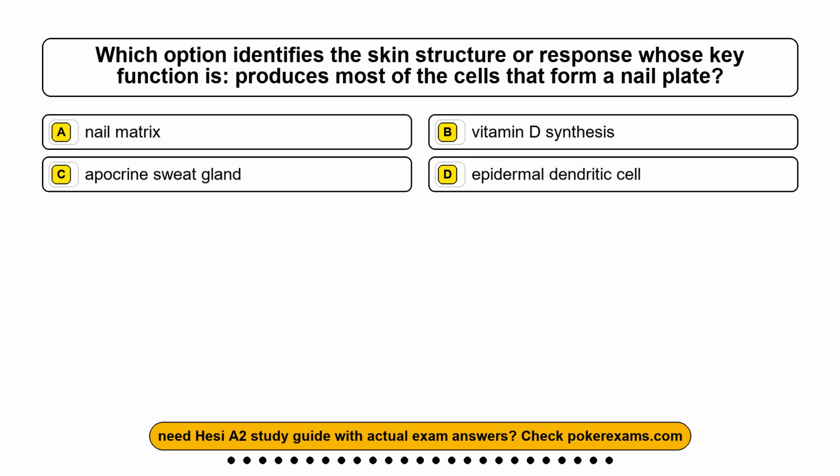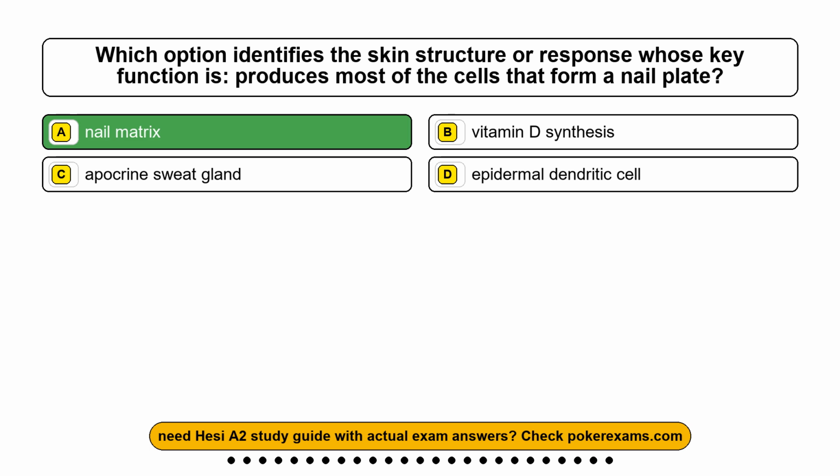Question 21. Which option identifies the skin structure or response whose key function is: produces most of the cells that form a nail plate? Option A, nail matrix. Option B, vitamin D synthesis. Option C, eccrine sweat gland. Option D, epidermal dendritic cell.